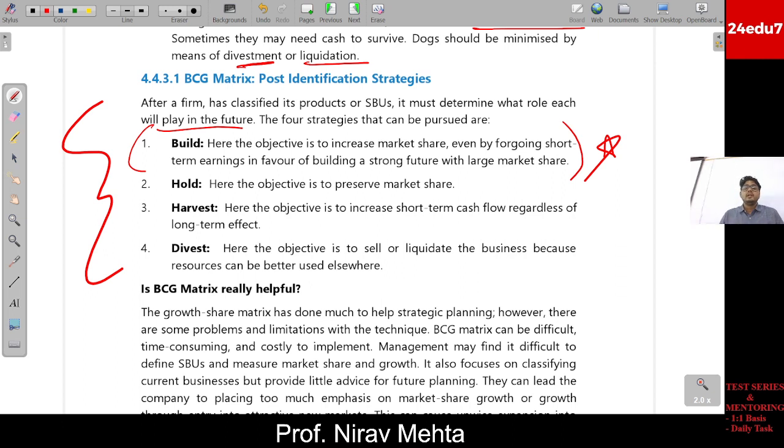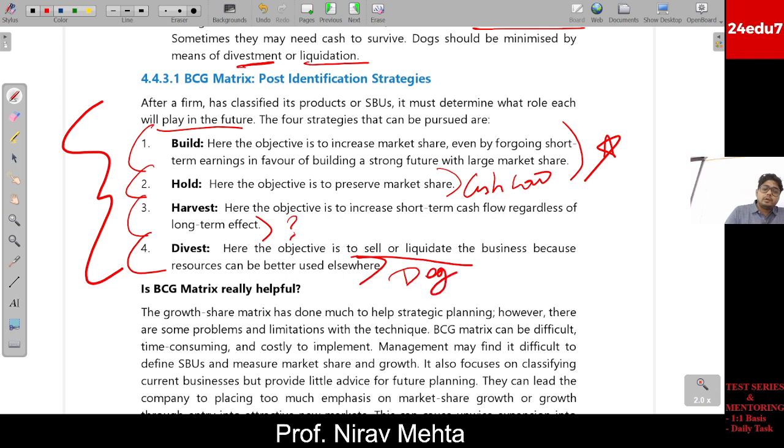Hold. Here the objective is to preserve the market share. Your business will be in which category? Cash cow. Correct. Harvest. Here the objective is to increase short-term cash flow regardless of long-term effect. We don't know what will happen in the long term. That means it is a question mark. And divest. Here the objective is to sell off. This is which business? Dog.